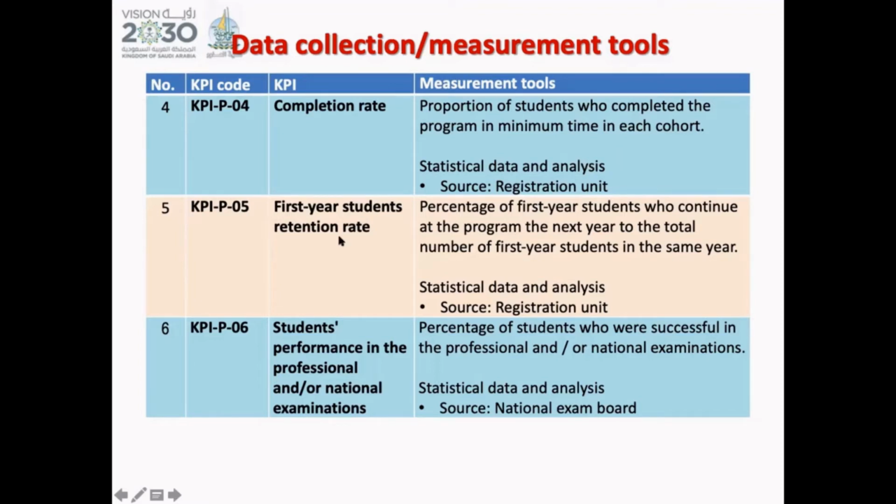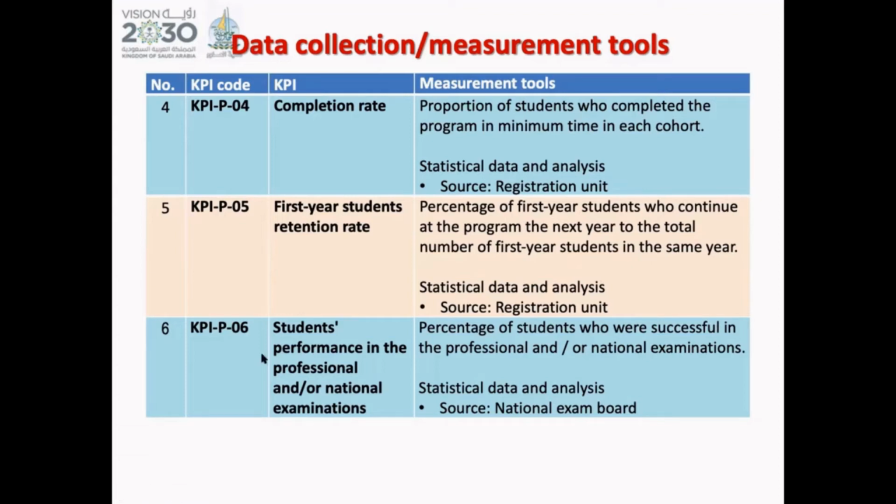KPI number 5 is about the first year student retention rate. That is, how many percent of first year students continue to the second year, meaning they pass the first year and are then registered again for the second year. We also get this data from the registration unit. Similar to the completion rate, this data is also very messy, but we managed to get it.